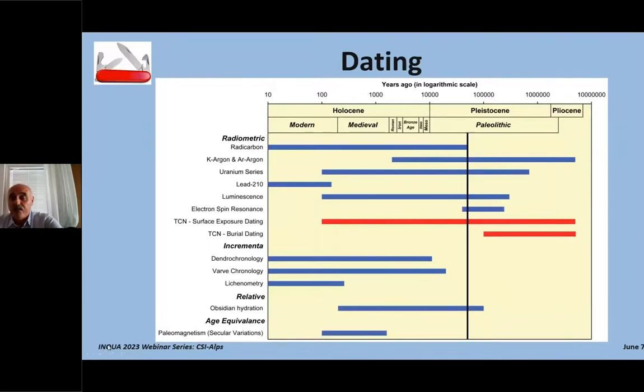Then dating, of course. If you don't have dating, it will be really difficult. This is a table showing the different dating techniques that are applied in Quaternary sciences, or Quaternary geology. On the horizontal axis, you have the time in logarithmic scale. Here I marked the limit of radiocarbon dating with a black line. If you go older than radiocarbon, there are not many options that you can apply for the Quaternary, especially for middle to early Pleistocene deposits.